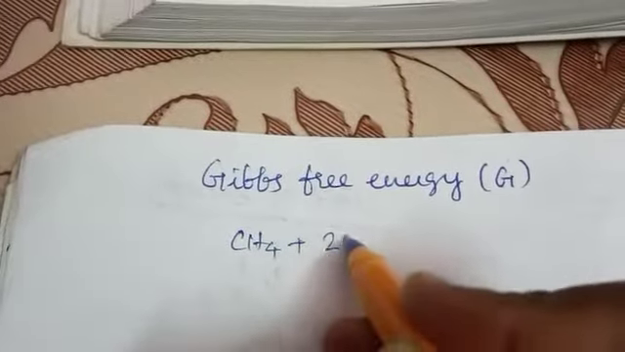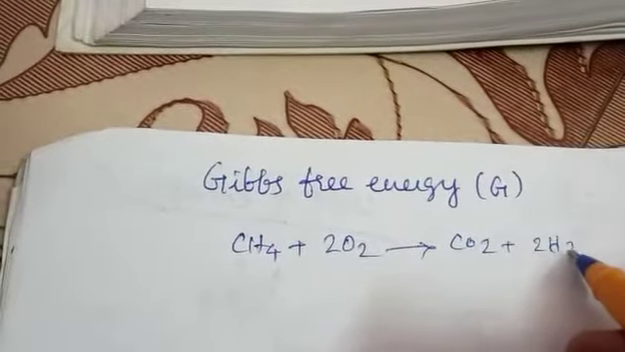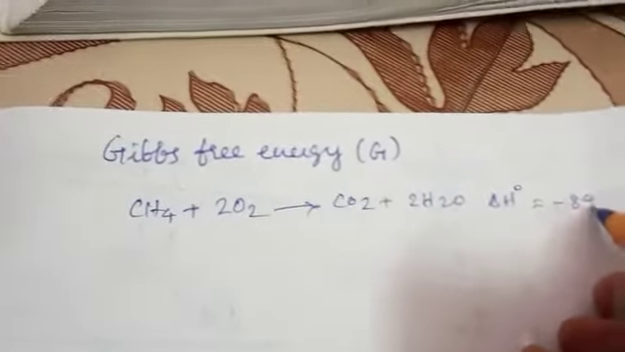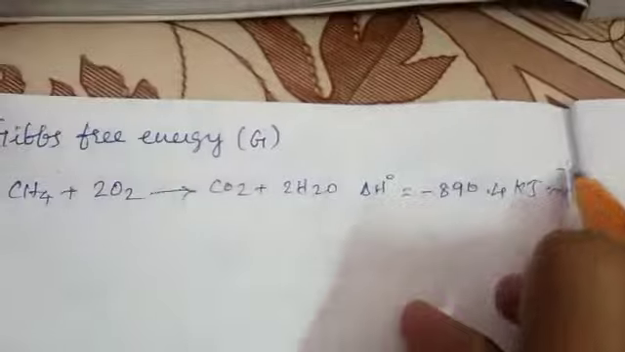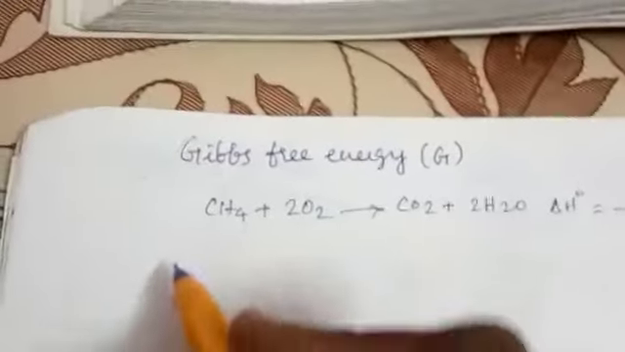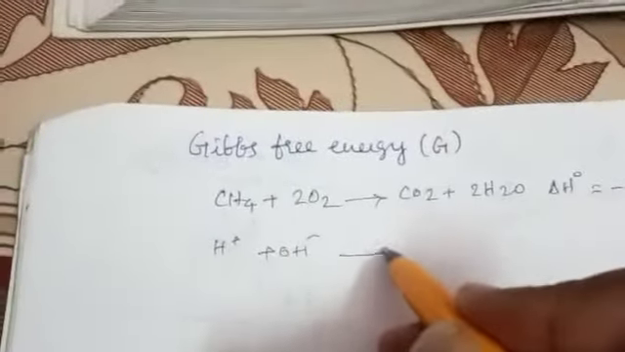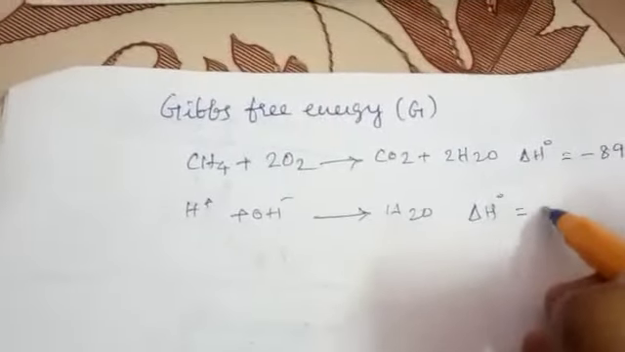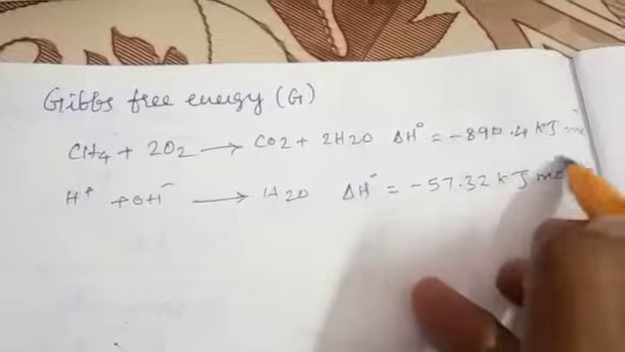Similar reaction: methane reacts with oxygen to give carbon dioxide plus water, and the delta H enthalpy value is minus 890.4 kilojoules per mole. Another example, acid-base neutralization: H plus acid and OH minus base give a water molecule. The delta H value, as you already know, is minus 57.32 kilojoules per mole.